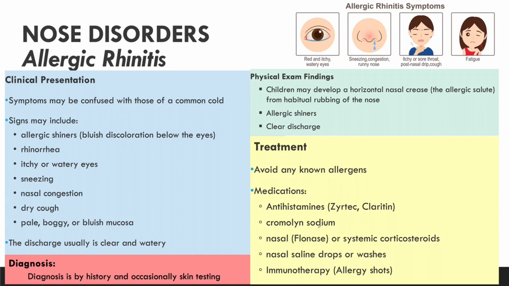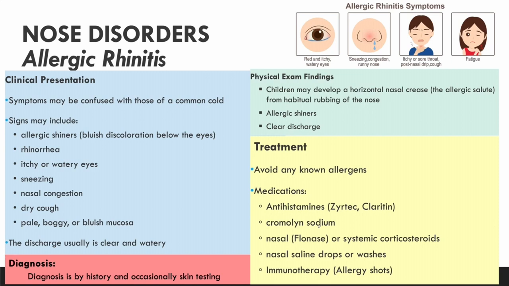So allergic rhinitis, as you can remember, full circle back to the first module that you had, is a type 1 hypersensitivity reaction. We remember that? Symptoms can be confused with a common cold. You often see rhinorrhea, itchy, watery eyes, sneezing, nasal congestion, sometimes a dry cough. You can have a pale or boggy nasal mucosa, plus or minus those nasal polyps. And the discharge is usually clear, watery. You can see it also along with allergic conjunctivitis.